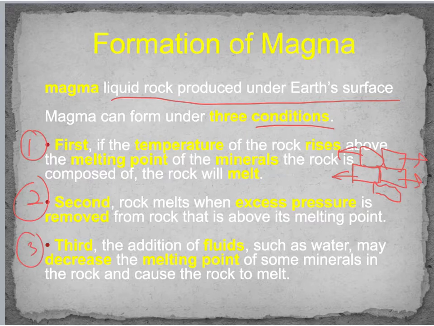Third, the addition of fluids such as water may decrease the melting point of some minerals in the rock and cause that rock to melt, right? So when we add a little liquid water, that makes it easier for the rock to melt, right? So if you've ever added salt to a pot of boiling water, it changes the boiling point. Same thing with this. So water sort of increases its rate of melting.